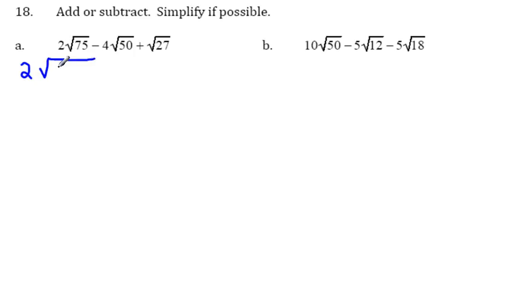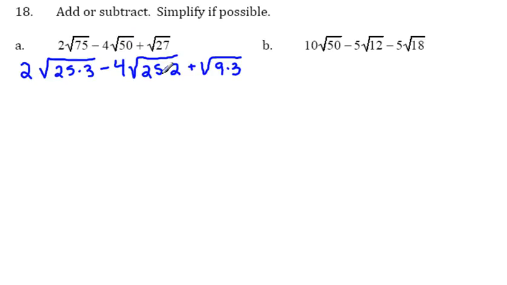75 is 25 times 3. So if I write it that way, I'm going to be able to see what I can take the square root of to take out of the radical sign. So that's going to be minus 4 times, and again 50 is 25 times 2. And 27 is 9 times 3. So on each of those I found a factor that was a perfect square number and a leftover.